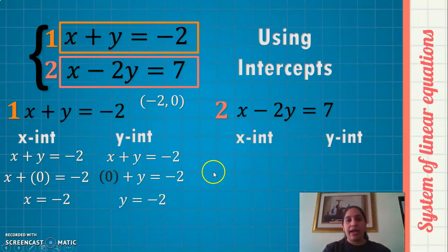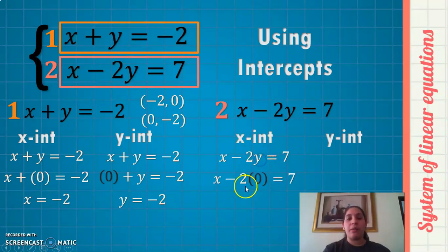Now I need to find my x-intercept for my second equation. My second equation is x minus 2y equals 7. My y will be 0 because I'm working with my x-intercept. So -2 times 0 is 0, and I have x minus 0 equals 7. I take away my 0 and I have x equals 7.